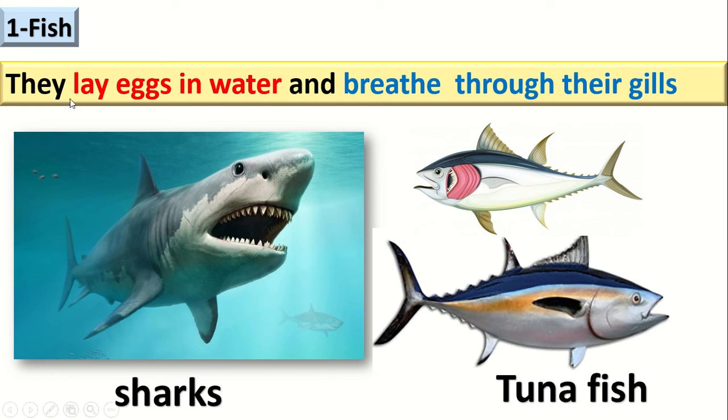So the fishes lay eggs in water and breathe with gills, like sharks and tuna fishes. Do you like tuna fishes? I like it too. So fishes like sharks and tuna fishes are vertebrates, lay eggs in water and breathe through their gills.